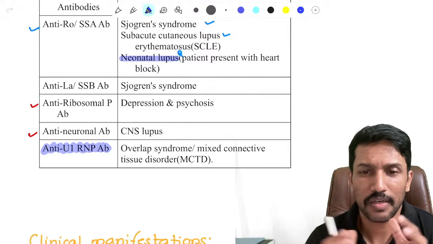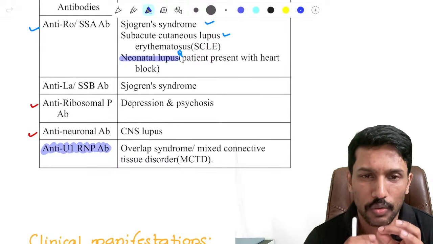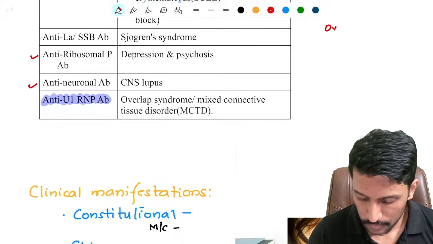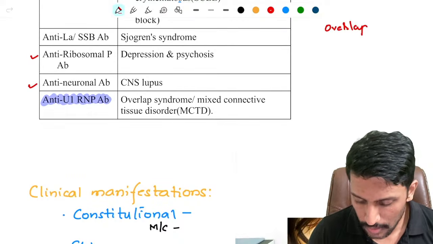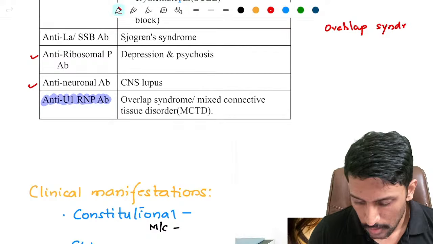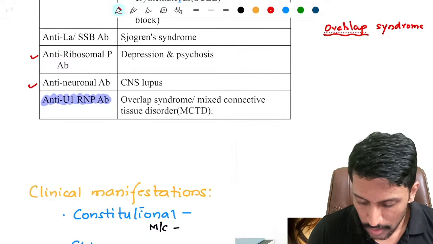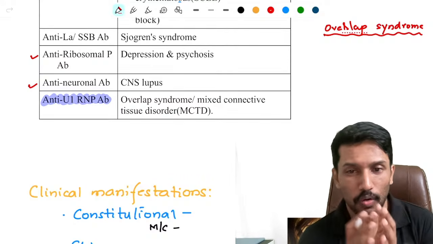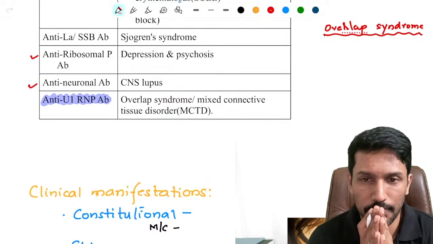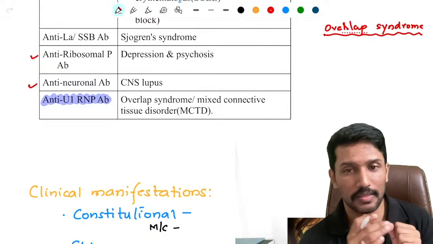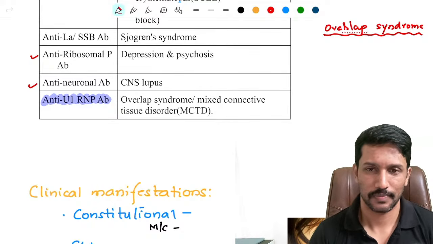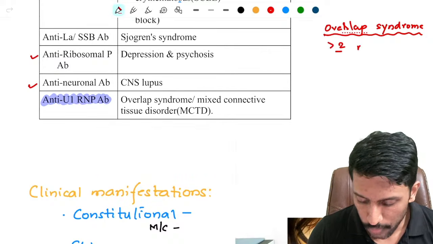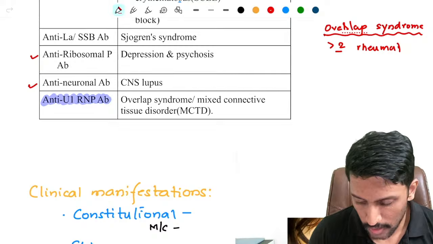Now, what do I mean by mixed connective tissue disorder? First, let us understand what I mean by overlap syndrome. Overlap syndrome refers to a collection of multiple rheumatological disorders in a single individual, like two or more rheumatological disorders in the same individual. Like, let us say I have SLE and I also have rheumatoid arthritis. So two or more rheumatological disorders in the same individual is overlap syndrome.